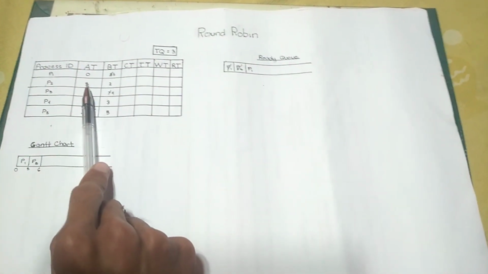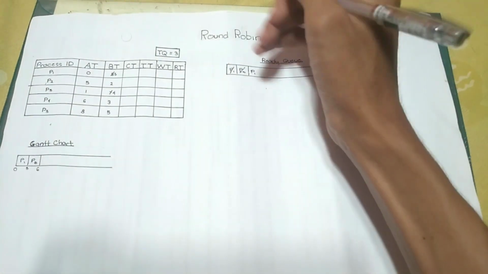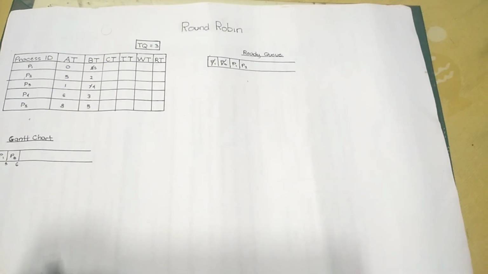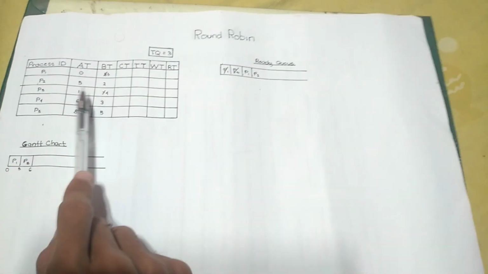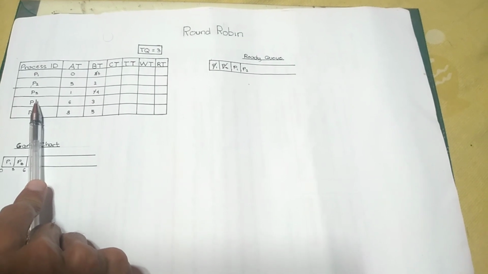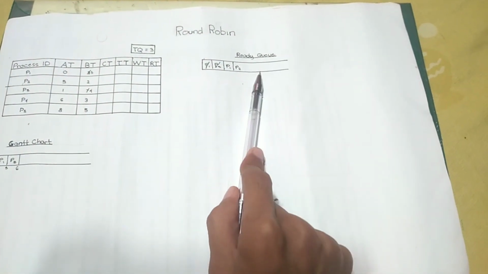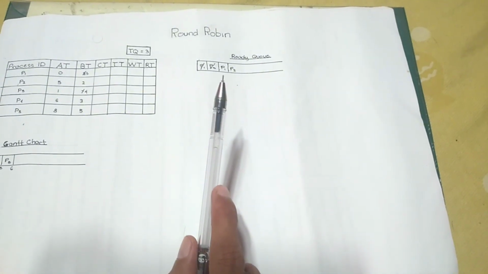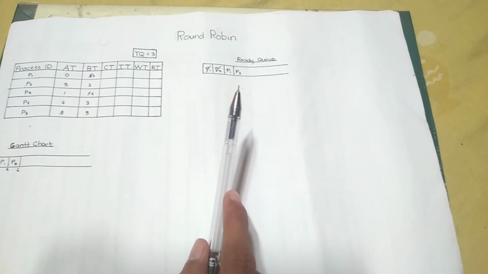P2 arrival time is 5, so we'll put it in the ready queue, P2. But as you can see here, at 6, P4 arrives. At 6, P3 will be preempted. In this case, we're not going to put P3 and then P4 in the ready queue. If we encounter this kind of situation, then we will always put the newly arrived process in the ready queue first.